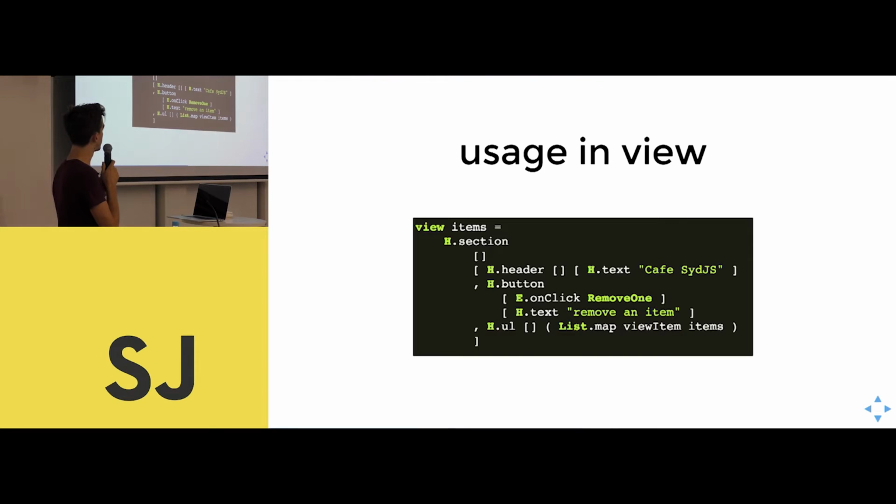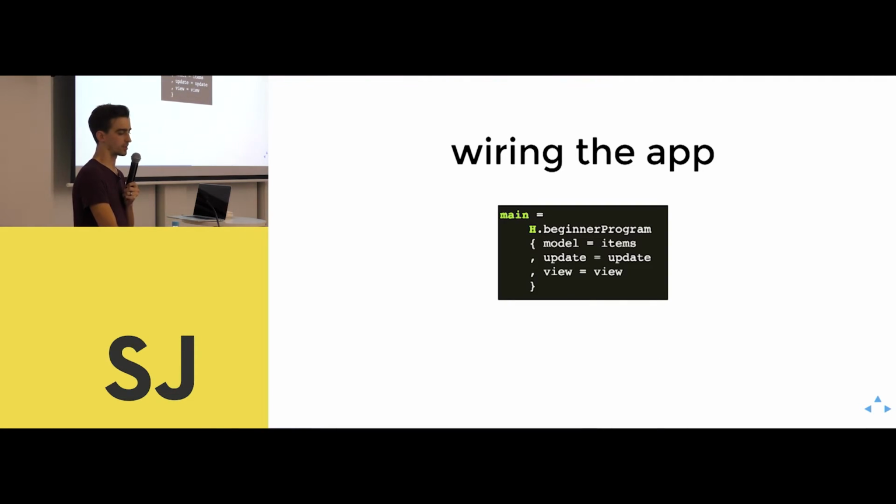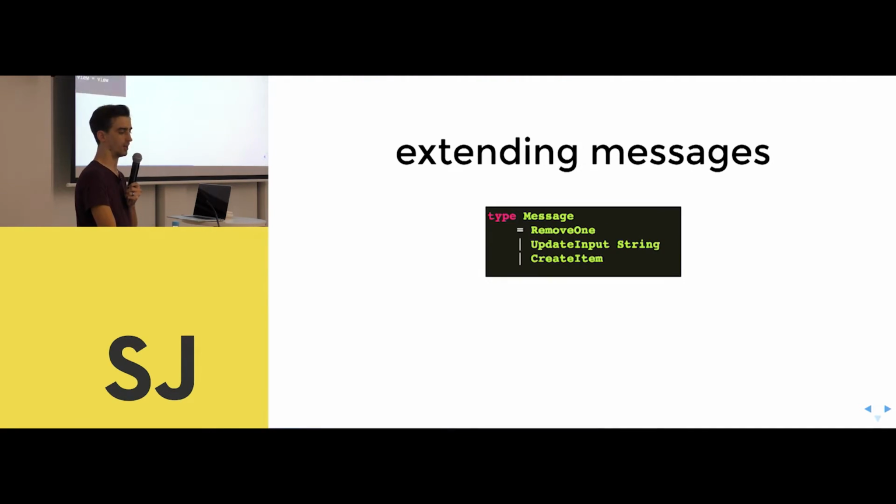And this is all we have to do to plug it into our view. So we just add a button that when you click it, we remove one. That's all there is. And this is the wiring that I mentioned a second ago. So we're just plugging items in as the model, update is update, view is view, and that will compile. I don't have a GIF of it all working, but trust me, it works.